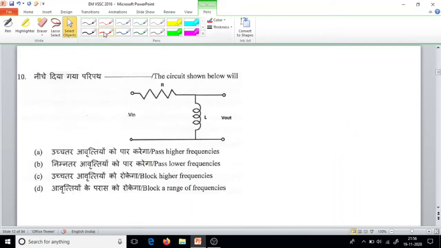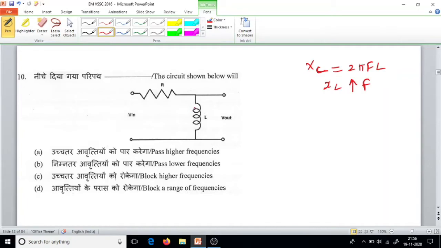In the circuit shown below, will it pass higher frequencies, pass lower frequencies, block higher frequencies, or block a range of frequencies? So how does it work? See, what is the equation for XL? XL equals reactive impedance, that is 2 pi FL. This XL increases with frequency.